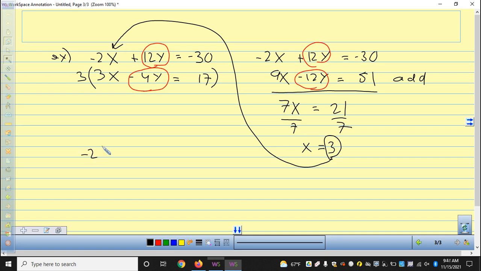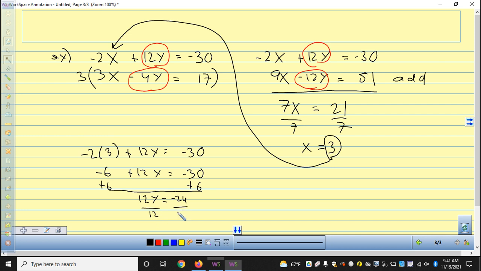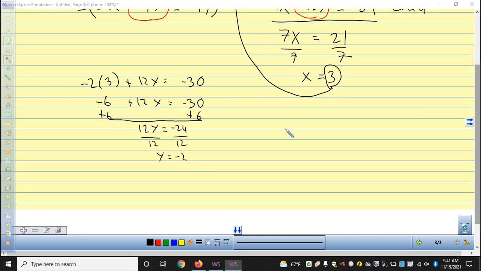So I plug that in there, negative 2 times 3 plus 12y equals negative 30. Well, this is negative 6 plus 12y equals negative 30. Add 6 to both sides, and I get 12y equals negative 30 plus 6 is negative 24. Divide by 12, and I get y equals negative 2. So my solution is (3, -2).